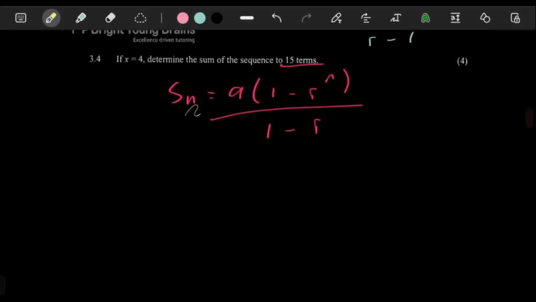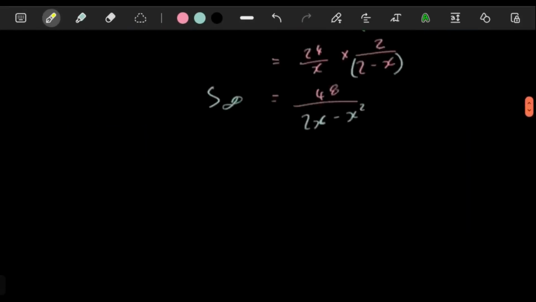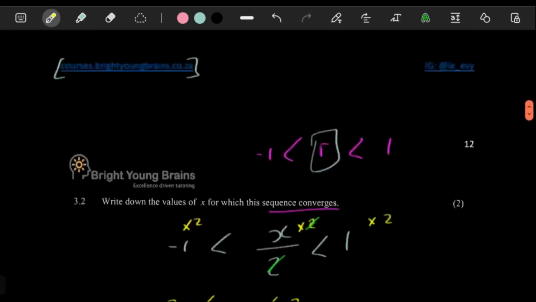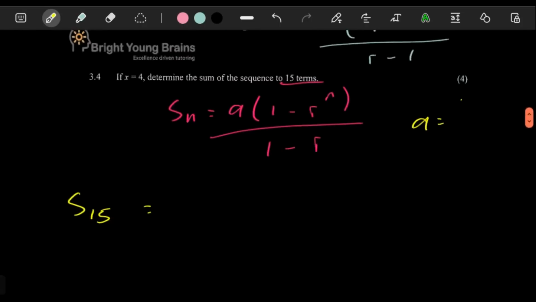So the sum of the first 15 terms, where x is 4. Let's see here, S15. What we know is a is this fraction here, so this is 24 over 4. So a is 24 over 4, which is just 6. So this is a 6 here.